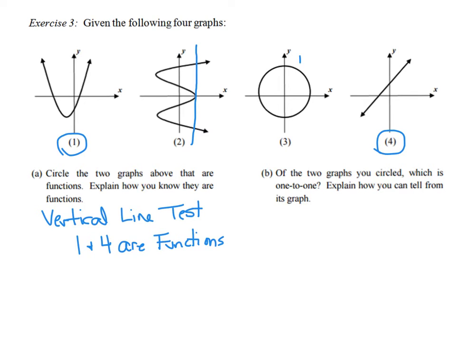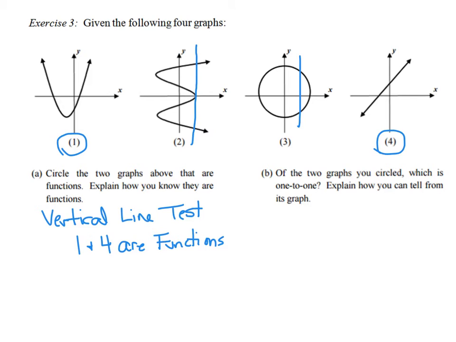Same thing happened with the graph of the circle. If I draw a vertical line, there are some vertical lines where the graph crosses it twice, so that makes it not a function. Going over to part B, it says of the 2 graphs that we have designated as functions, which one is one-to-one?